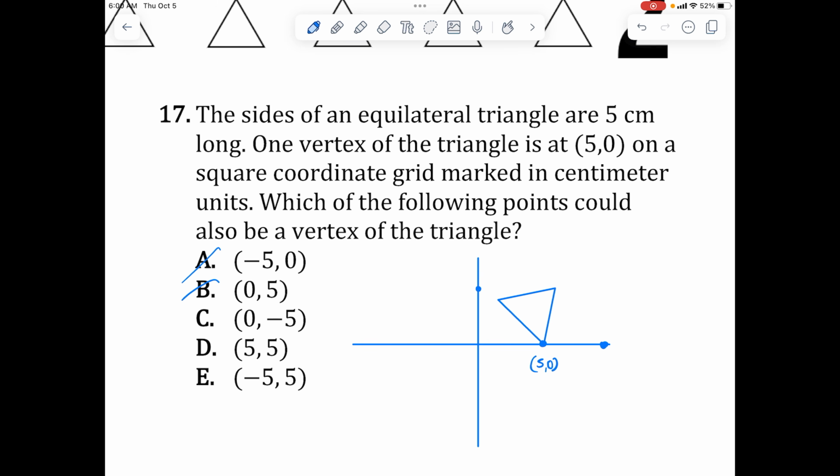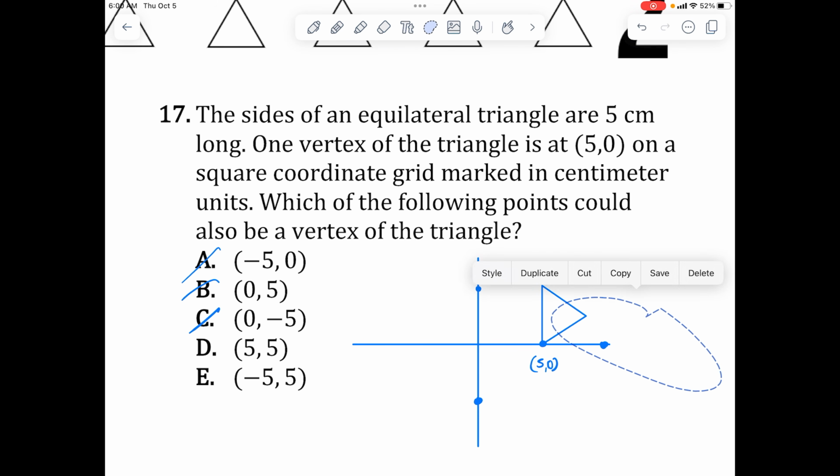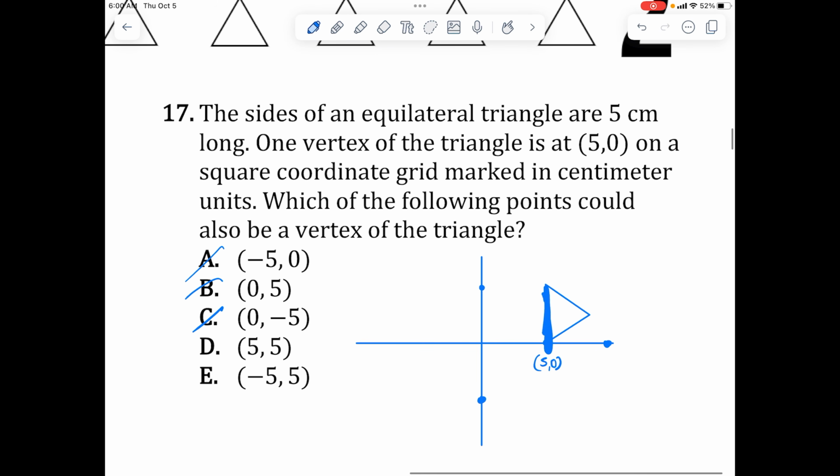0, negative 5, again, same issue. 5, 5, this one would actually work, because if I rotate this, and I think I had it about this long. Again, we're trying to make sure that this dimension is equal to this one, right? So this is 5, 5. This one works, right? And then the last one is negative 5, 5. This is too far. So your answer has to be D.